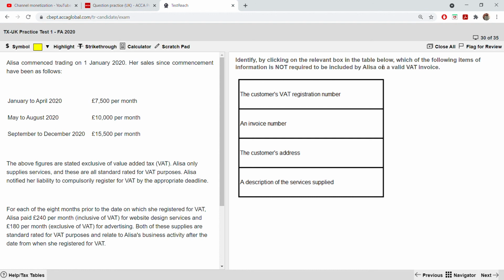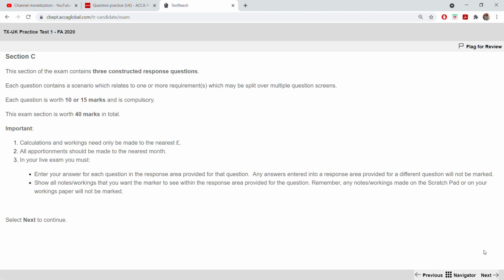Is it the customer's VAT registered number? Not required. Customer's VAT registration number, invoice number, customer's address, description of the services supplied. It is the first one. I don't think you have to read a case study for this. This you can answer from your knowledge. So with this, I have completed the section B questions.